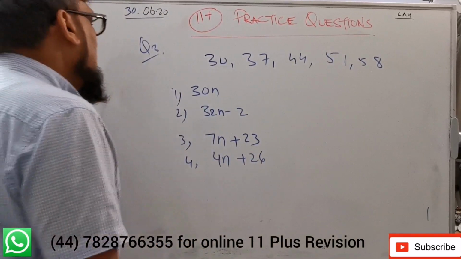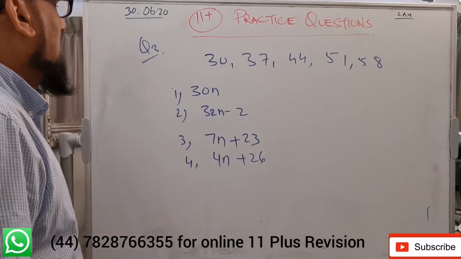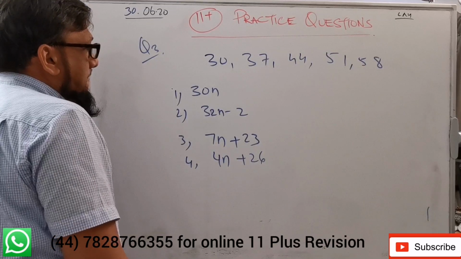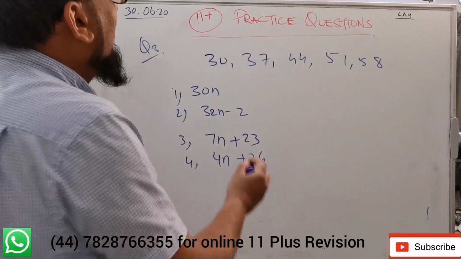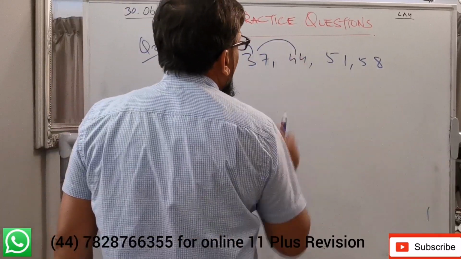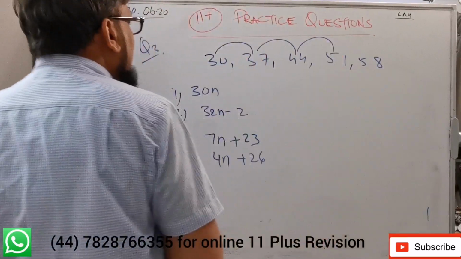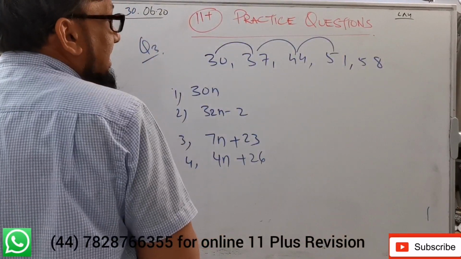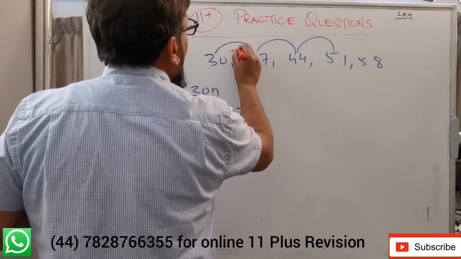So which one is your right answer? We need to check, okay, this is the sequence. Look at this one: 30 to 37, 37 to 44 and 44 to 51. So this is showing that it is increasing by plus 7.